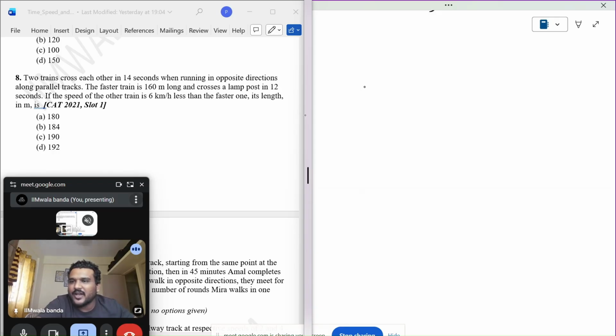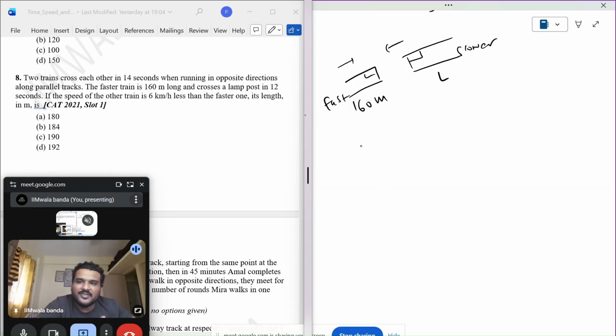Question number 8. Two trains cross each other in 14 seconds while running in opposite directions. I think this also we have covered in foundations, that these train questions are very common. The faster train is 160 meters long and crosses the lamp post in... Okay. So basically, let's assume that this is the faster train, this is the slower train, and we know it is 160 meters. This has been given. Now its length L, let's assume.